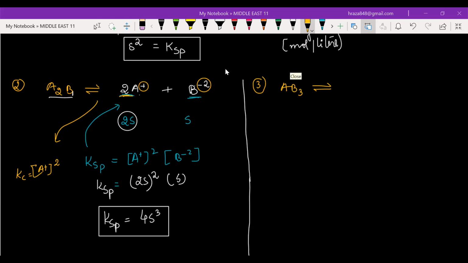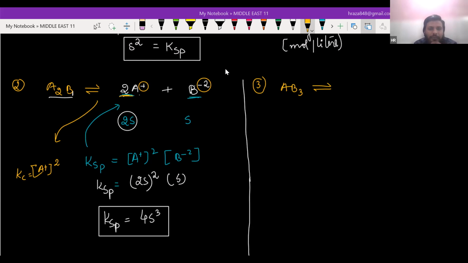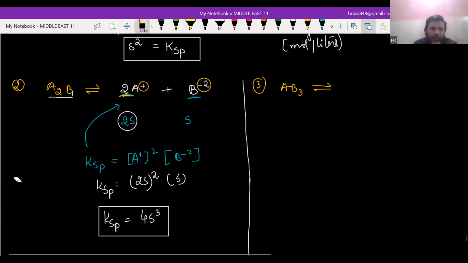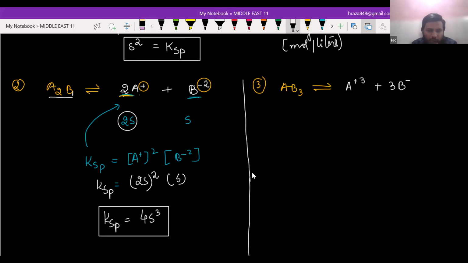What is 3D? It will be in negative now. So this will be like A plus 3. And here it will be 3B negative. You want to say that this, Ifra? Yes, sir. Okay. Write a relation between Ksp and S.